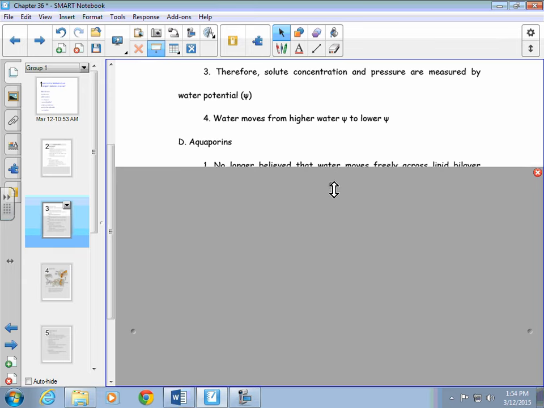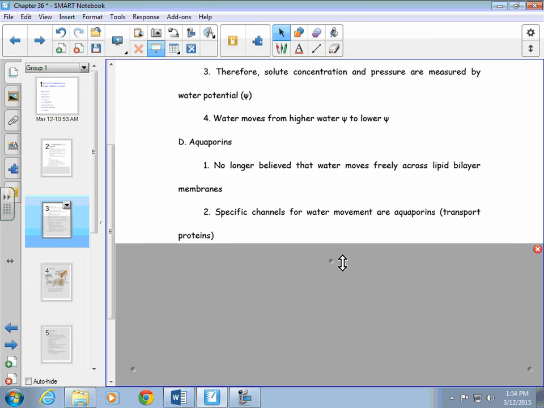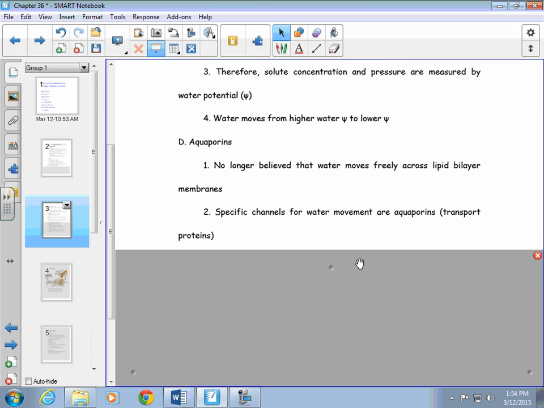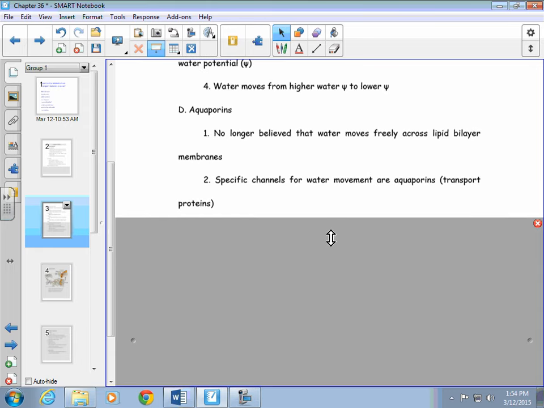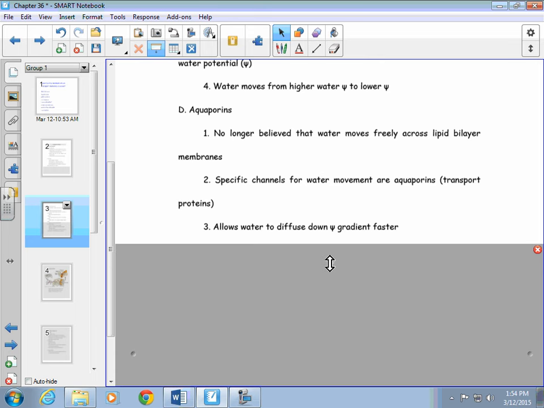An aquaporin is a specific channel meant for moving water in or out of a cell. Water does not move freely through the lipid bilayer membrane of a cell. It actually moves through a very specific channel designed just for water, and that allows water to move in and out of a cell faster. It's still passive transport, doesn't need any energy, but it allows the movement down the concentration gradient very, very quickly.